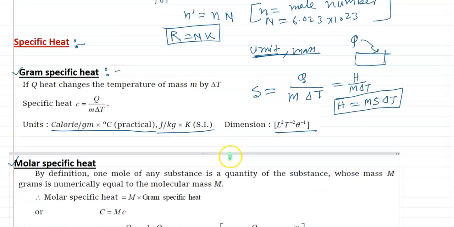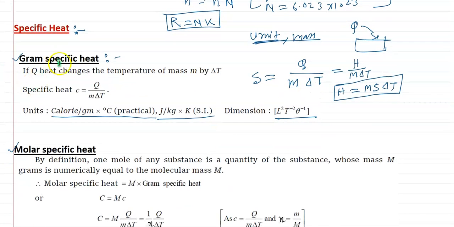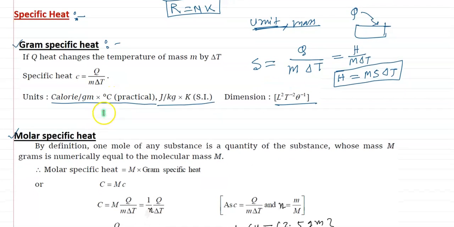We have studied this also. Now, specific heat of gas. The specific heat we have studied also: the amount of heat required to raise 1 degree centigrade per unit mass of substance. So specific heat can be defined as C equals Q by M delta T. But in case of gas, there are different types of specific heat. One is called gram specific heat. Gram specific heat means normal specific heat: the amount of energy required per unit mass, calorie per gram per degree centigrade.